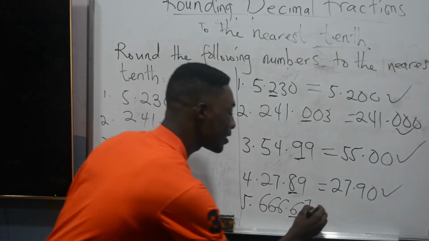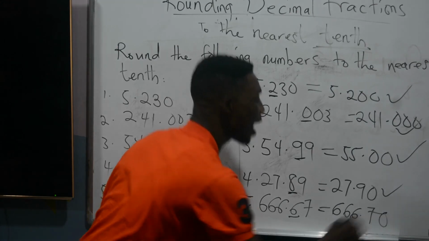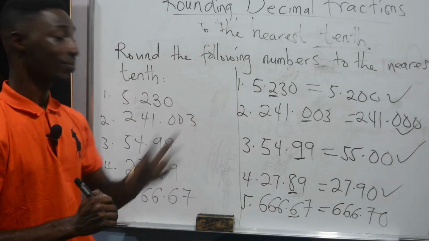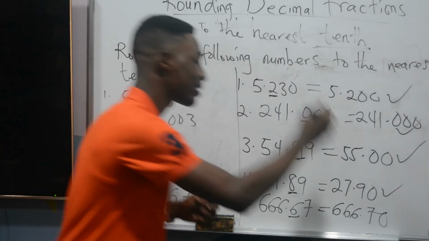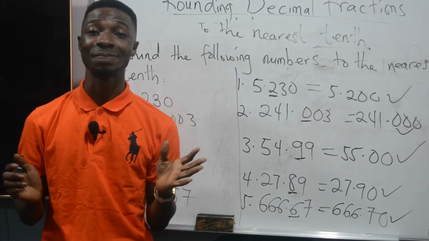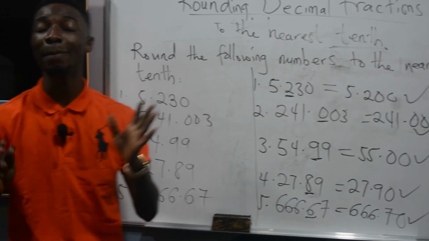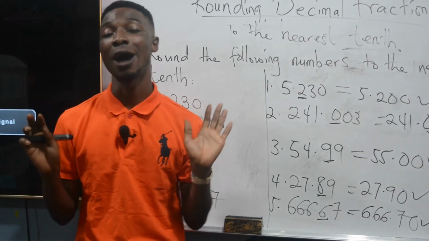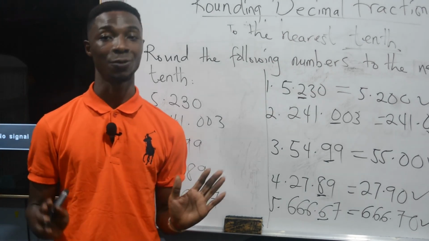And that gives us 666.70. If you have this, mark yourself. What did you get? 5 over 5? 1 over 5? Any number you got, you are right, okay? With time, you understand what we are doing.